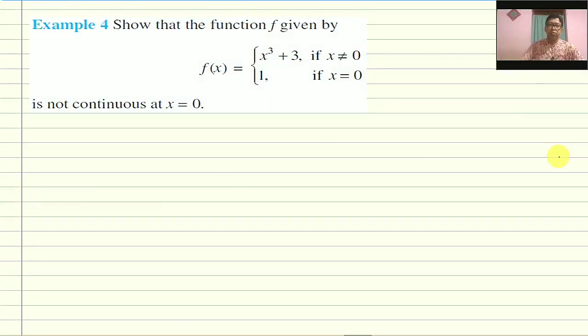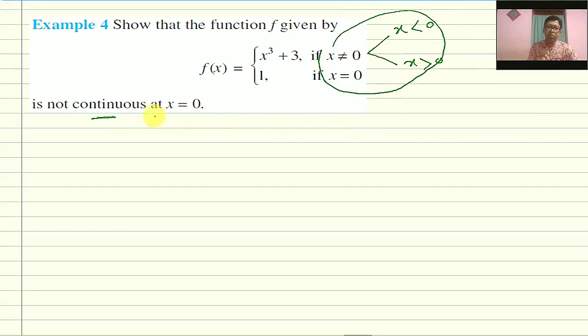So that the function f of x given by this one is not continuous. This is the first case that I have to show the function is not continuous at x is equal to 0. There are two parts. Observe carefully. The parts are x is not equal to 0, or the other part is x is equal to 0. X is not equal to 0 means either x is less than 0 or x is more than 0. So domain is very important. This is actually your domain. This part is the domain. So I want to show you domain carefully.